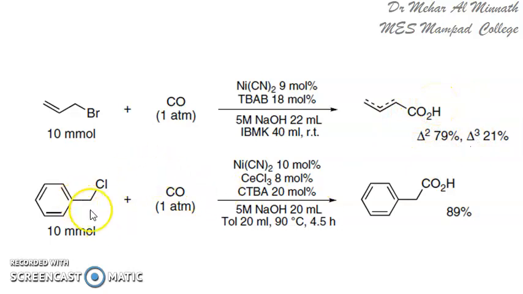Similarly, you have benzyl chloride, and you add carbon monoxide. The chlorine is replaced by the carboxylic group. So here there is a sort of displacement or substitution of the halogen by the COOH group.